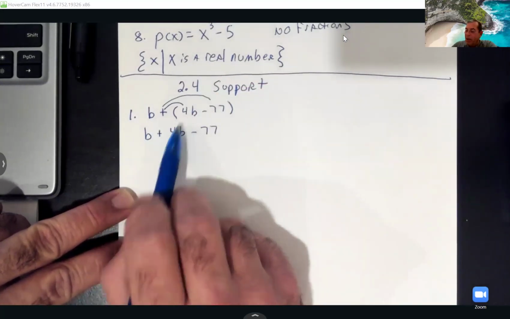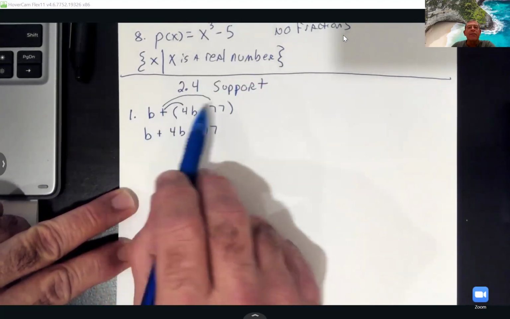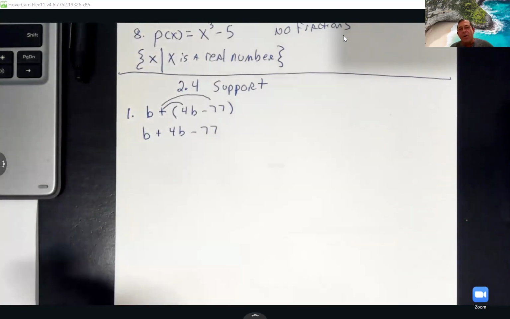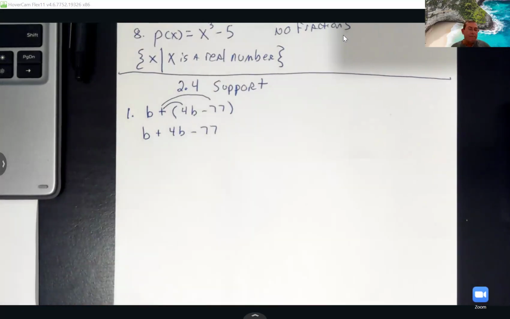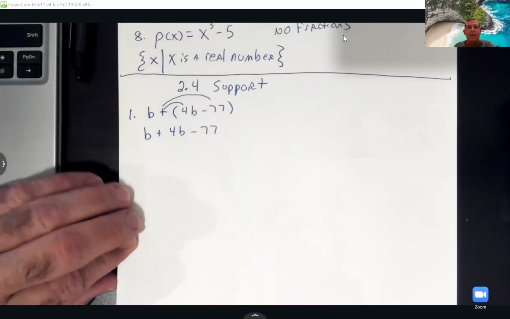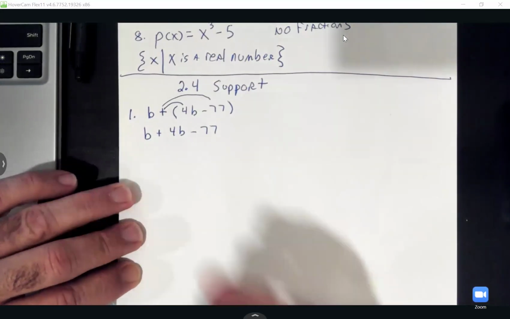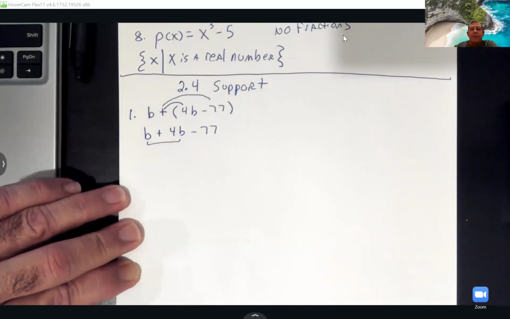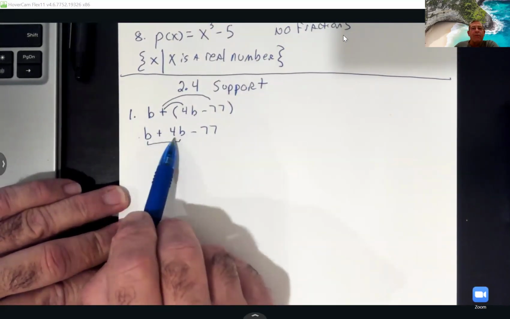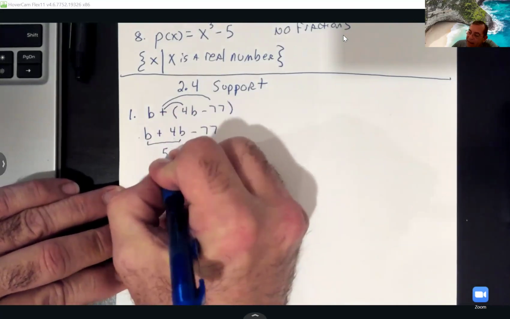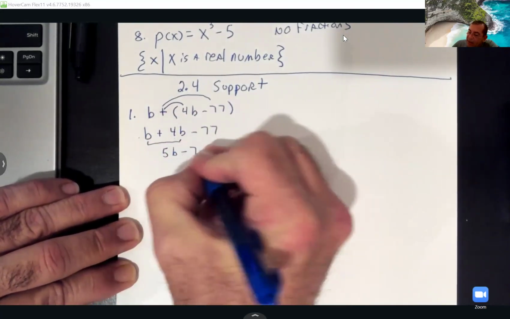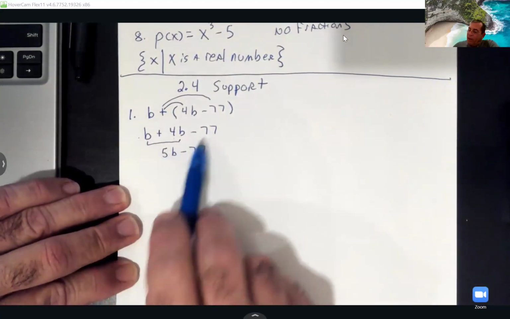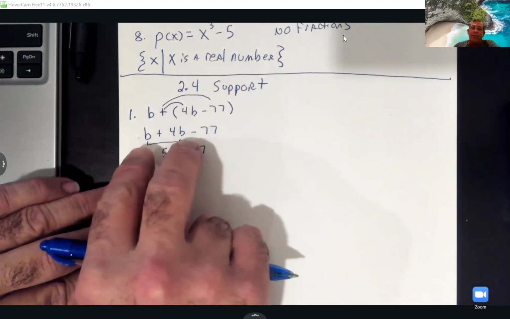Remember, positive times positive stays positive. Positive times negative stays negative. Now the parentheses are gone. Can I go further with that? Combine like terms. There you go. And let's see B's here. So let's see, we got 1B plus 4B. So that'll give us 5B minus 77. Okay. So they're really going to hit y'all a lot in the beginning about like terms.